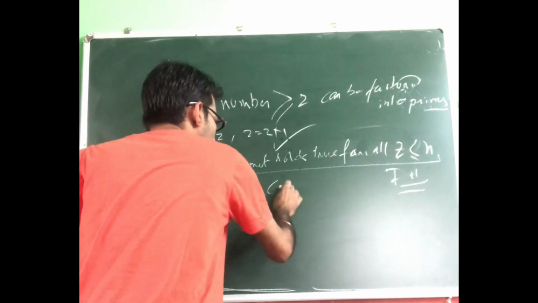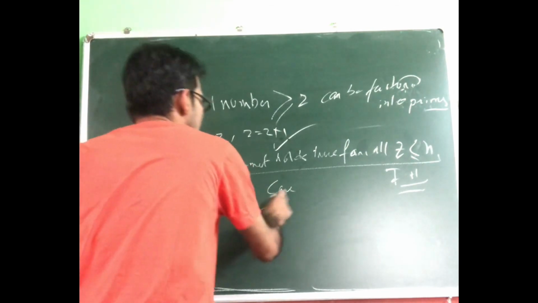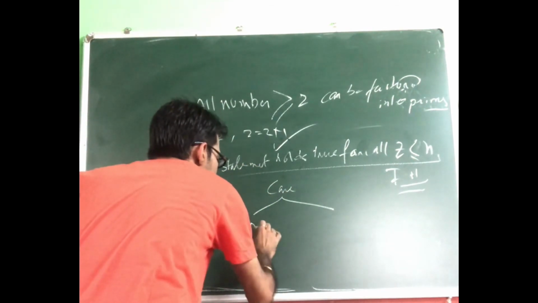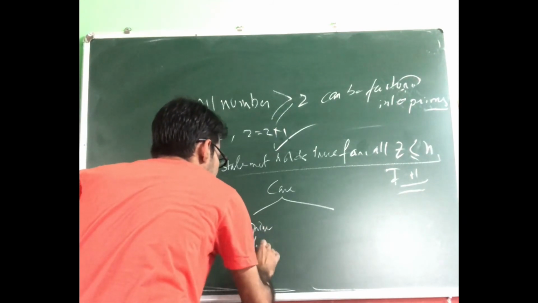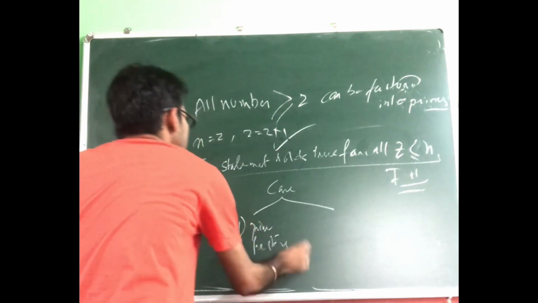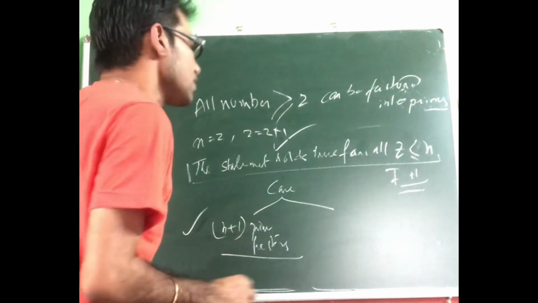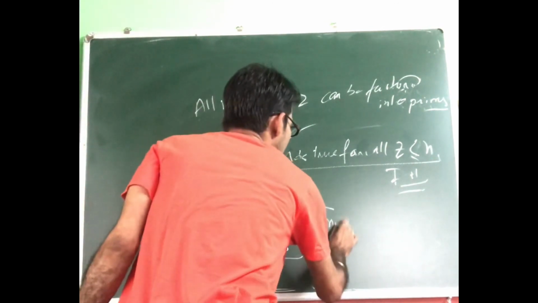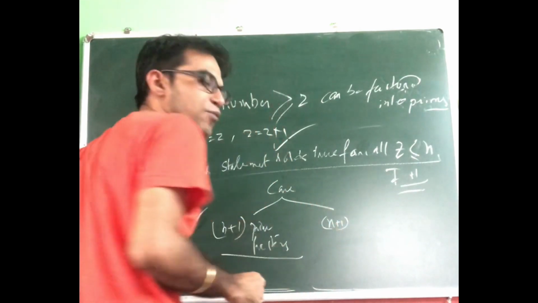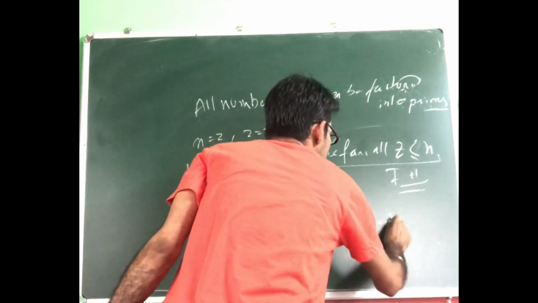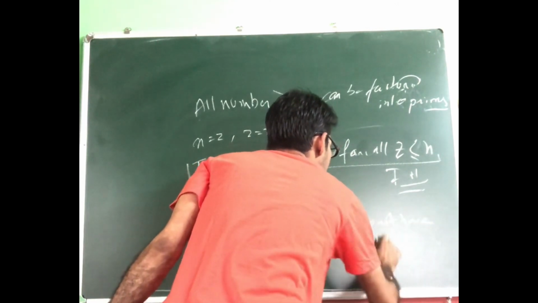Now, there are two possible cases. Case 1, that n plus 1 will have prime factors. If that is the case, if n plus 1 is having prime factors, so that means I am not required to prove anything, I am done. Another case is n plus 1 does not have prime factors.